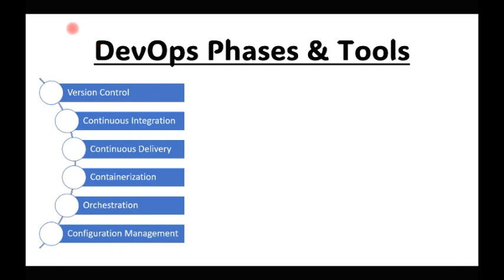The first phase we are going to talk about is version control. What exactly is version control, and what is the most popular tool in this phase? The most popular tool in version control is Git. As you know, it's a distributed version control system designed for speed and efficiency. We can use this tool for managing source code, collaboration, and version tracking. These are the main purposes of using this tool.